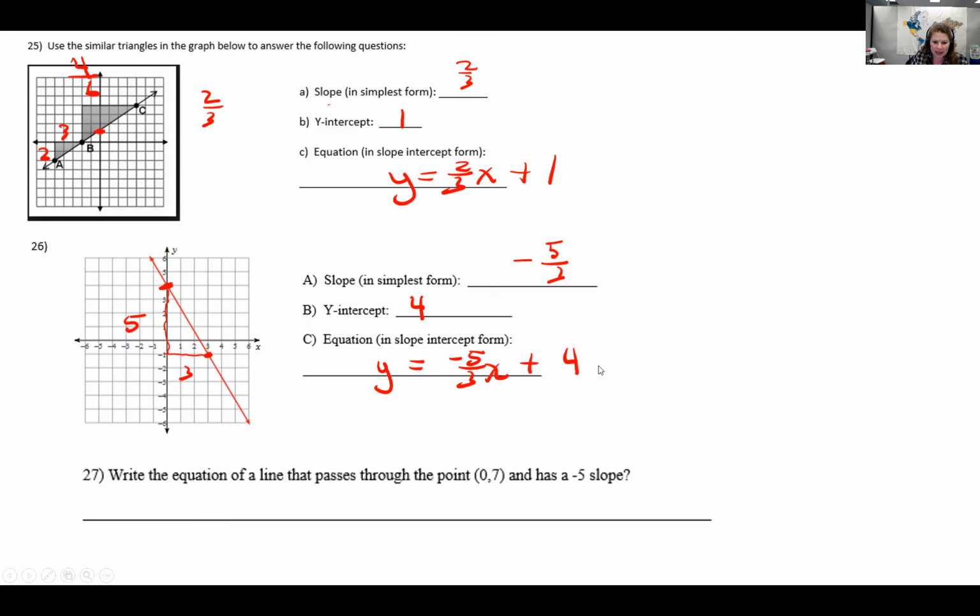Number 27, write the equation of a line that passes through the point 0, 7 and has a slope of negative 5. Well, 7 is the y-intercept because x is 0. So our equation is negative 5x plus 7, because 7 is the y value when x equals 0.